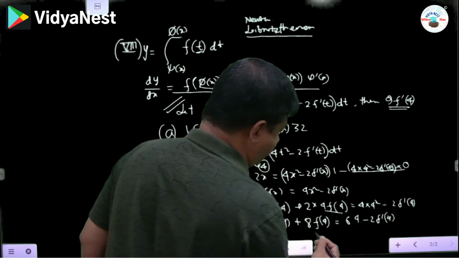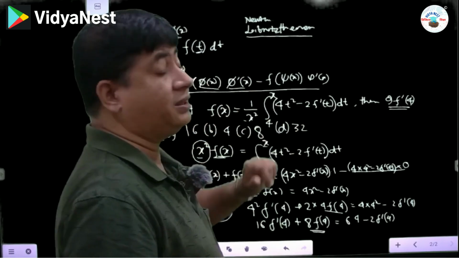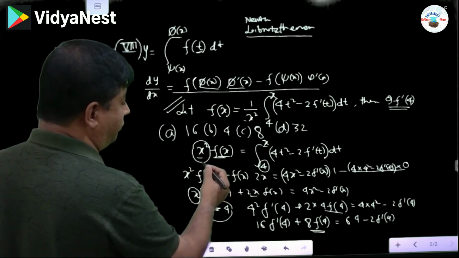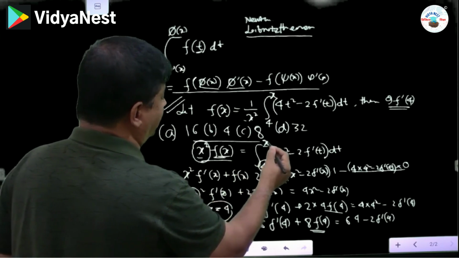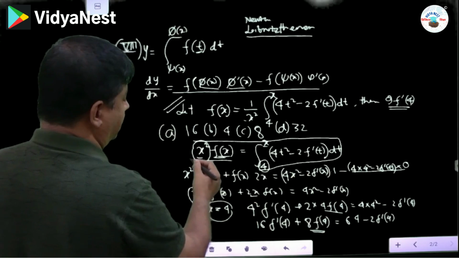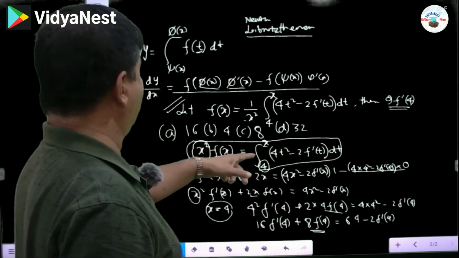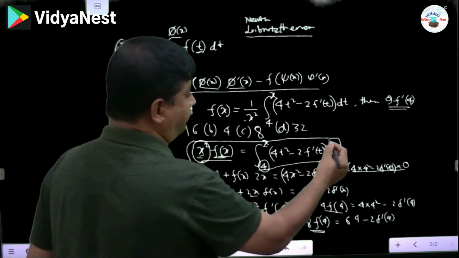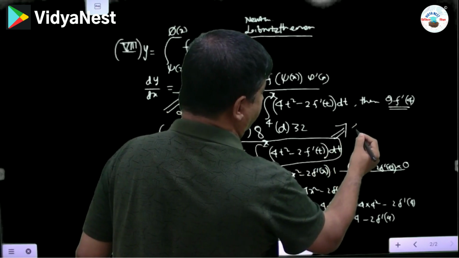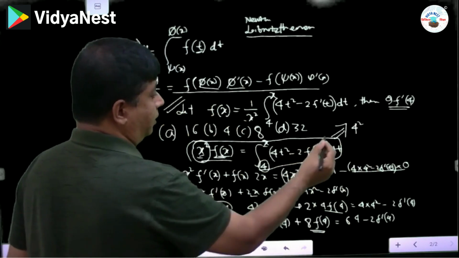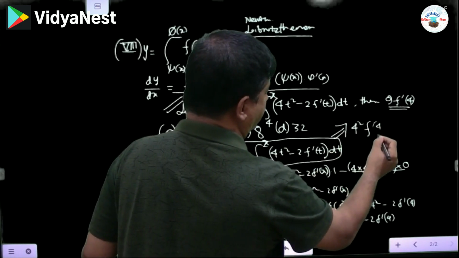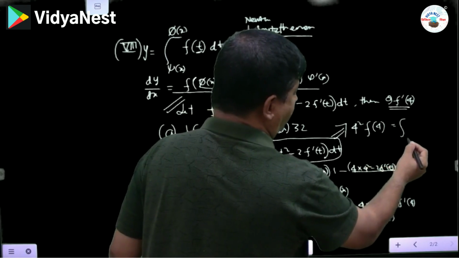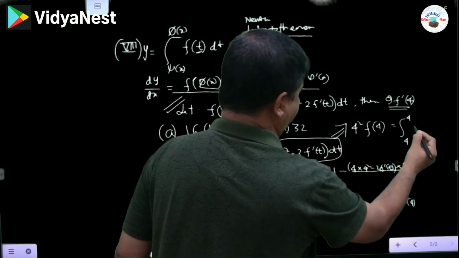Now the question is, what is f4? It is not provided in the question. Then you put 4 in place of x in this whole integral. See, I am putting x is equal to 4 here. 4 square f4. So the integration is being calculated from 4 to 4.